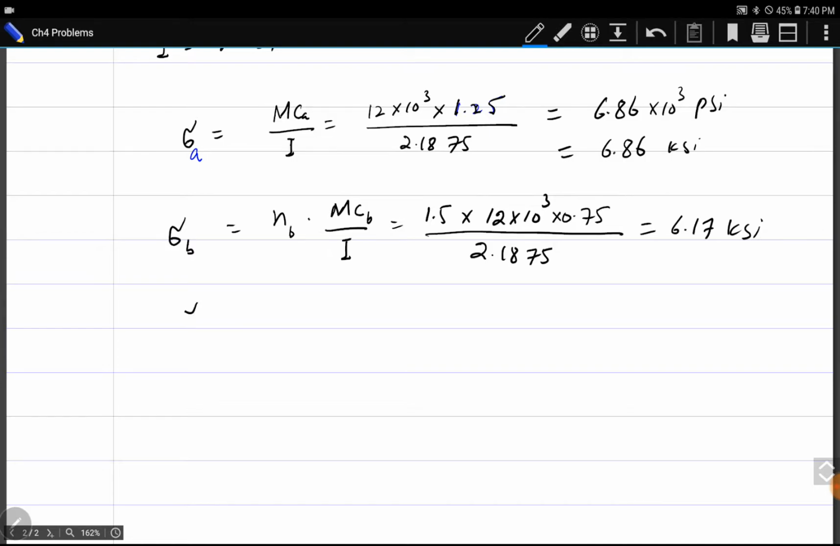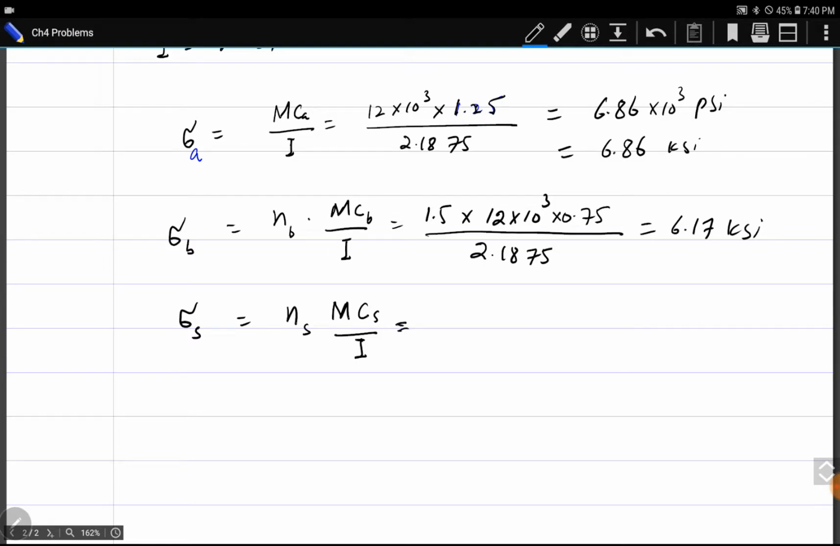The next one is sigma, or maximum stress in steel. It is N of steel, M C of steel divided by I. Remember that we have multiplied N with the stress value of brass and N with the stress value of steel, but we have not multiplied N in the expression of stress for aluminum, because N for aluminum is 1. We have replaced all of the materials with aluminum, so there is no need to multiply N with the stress of aluminum, because N for aluminum will be 1.